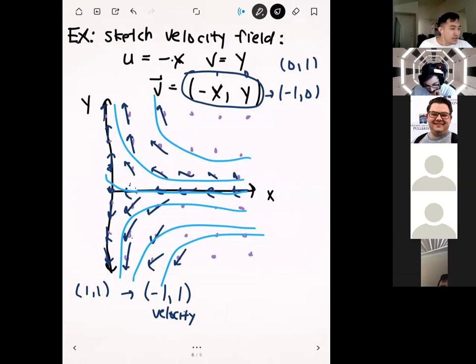I'll say that this is much nicer on the iPad with the colors. In the past, I've done this on the board with just all black, and it sucks. So this is much nicer with the colors.